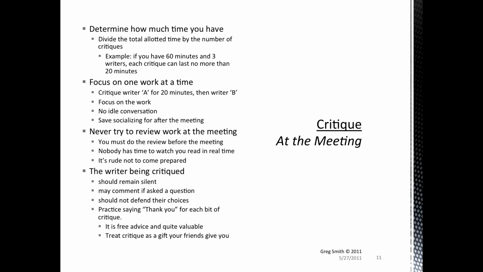Okay, when you get to the meeting, the first thing you should do is think about how much time you have for critique. We usually allow 60 minutes for critique, and if you divide that by the number of people, so if there are 2 of you, that's 30 minutes apiece. If there are 3 of you, that's 20 minutes apiece. We recommend 3 critique partners for each group. We've worked with groups of 4, but that gets kind of dicey when you only have 15 minutes for each critique. This should be obvious, but you should focus on the work one person at a time. Let critique partner A go for 20 minutes, then critique partner B.